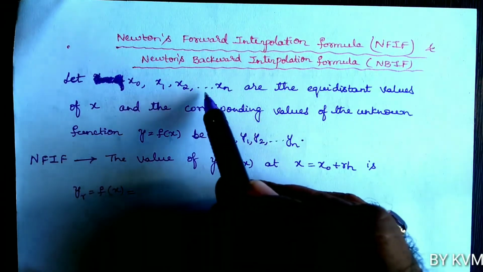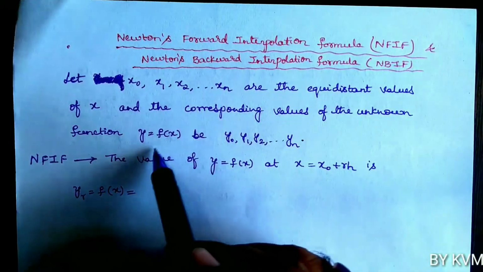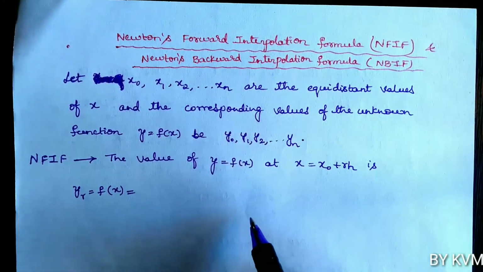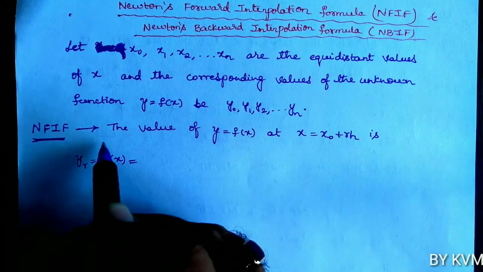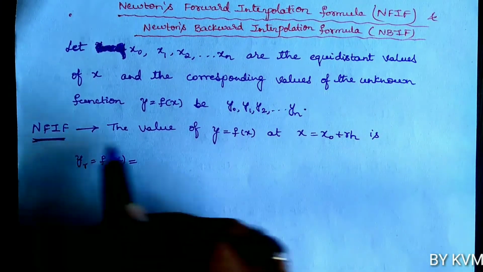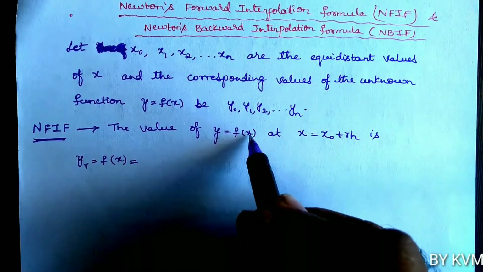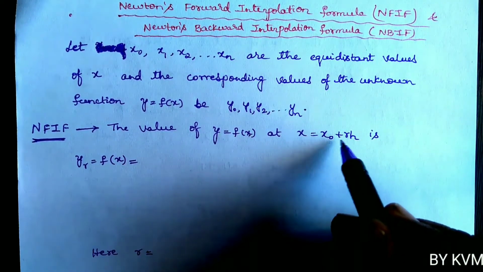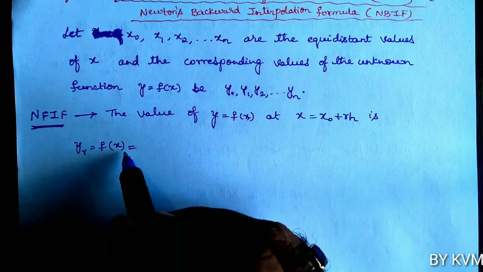So let x0, x1, x2, xn be the equidistant values of x, and the corresponding values of the unknown function y equals f of x be y0, y1, y2 and so on yn. Then Newton's forward interpolation formula NFIF is given by the value of y equals f of x. So using this formula we can find the value of y for any given value of x. X is the independent variable, y is the dependent variable. So the value of y equals f of x at x equals x0 plus rh is, so yr equals f of x.